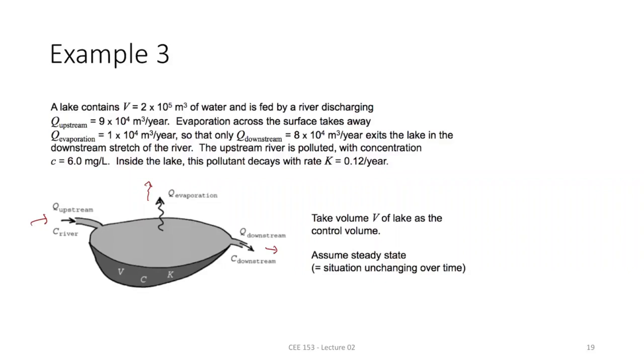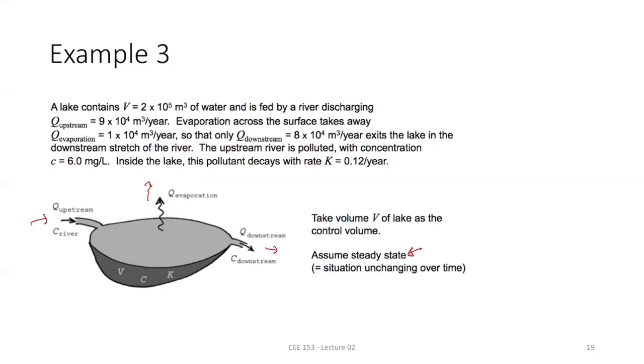And if you see what the question asks, it says to assume steady state. The reason is that nowhere does it ask for the concentration with time as a variable. So let me read the question. A lake with a certain volume is fed by a river discharging a certain amount of water into it. Evaporation takes away some of the water per year, so the downstream flow is what's coming in minus what's evaporated. So that's the downstream flow rate.